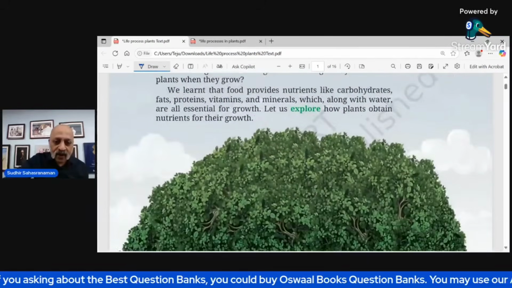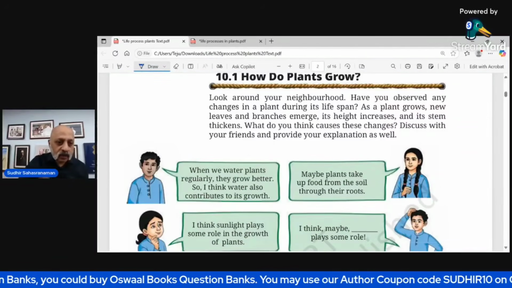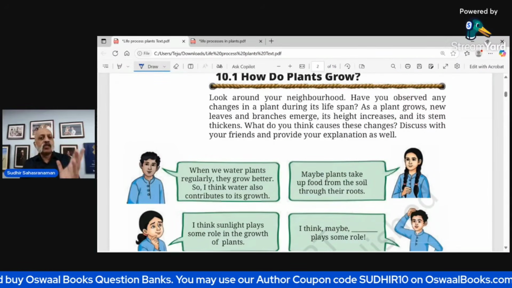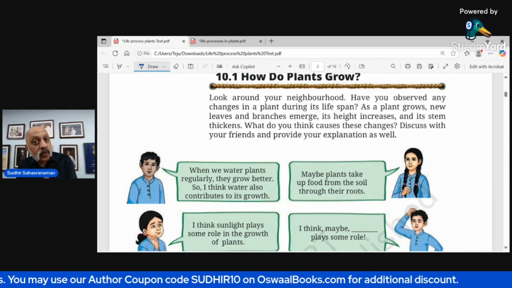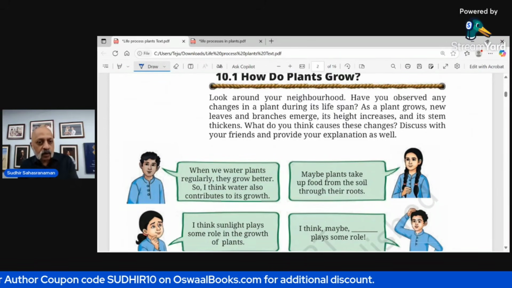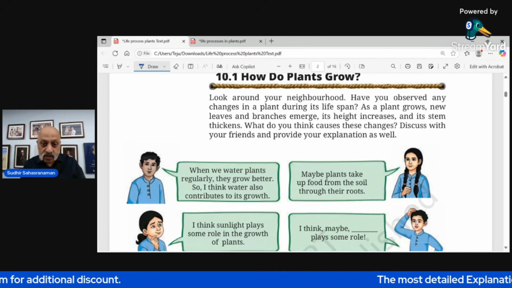So let's go ahead. You can see this lovely looking tree. So how do plants grow? It says, look around your neighborhood. Have you observed any changes in a plant during its lifespan? As a plant grows, there are new leaves, there are new branches, twigs, fruits, flowers, etc. Right? The height of the plant increases.